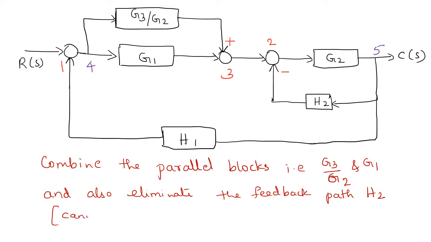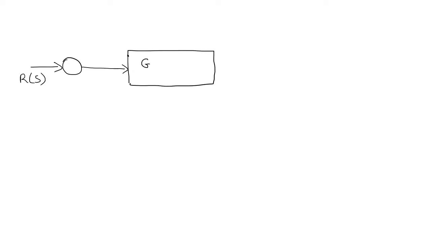So it is in the canonical form. G2 and H2 are in the canonical form, so we will reduce these two. When we reduce these two, the first summing point will be as it is. Two blocks which are in parallel now get modified to G3 by G2 plus G1, and we have the canonical form.